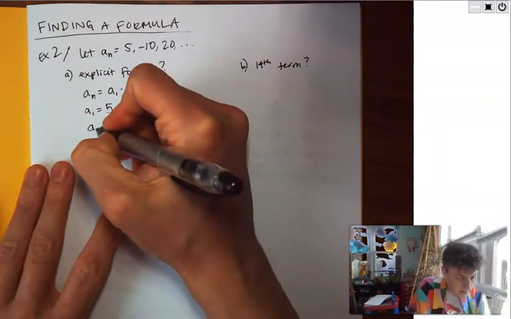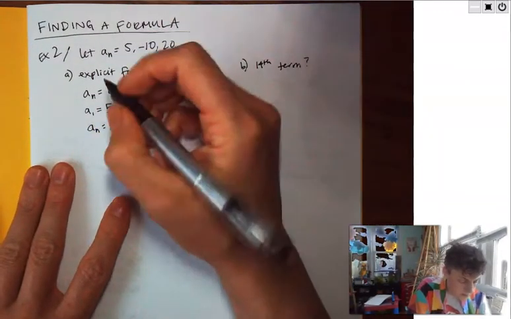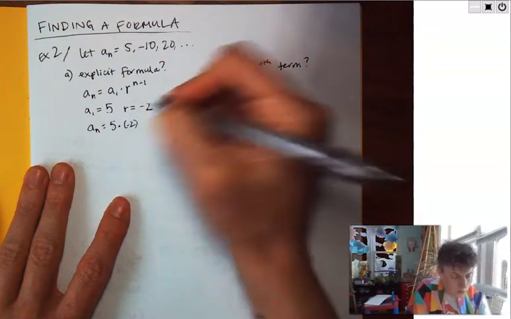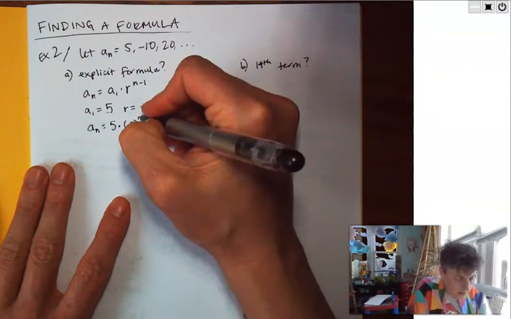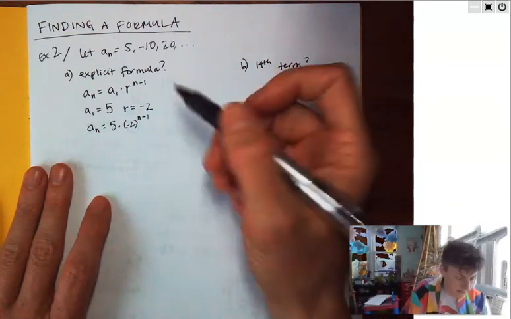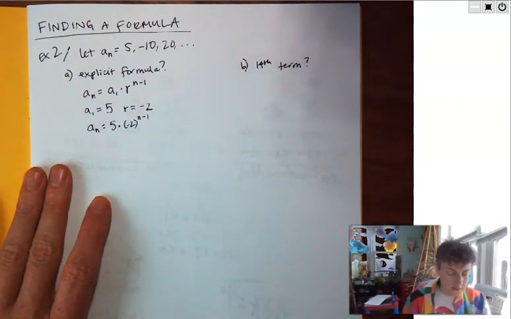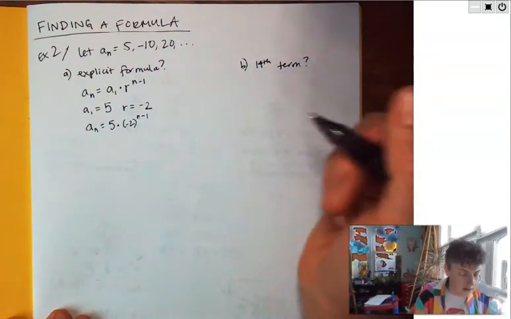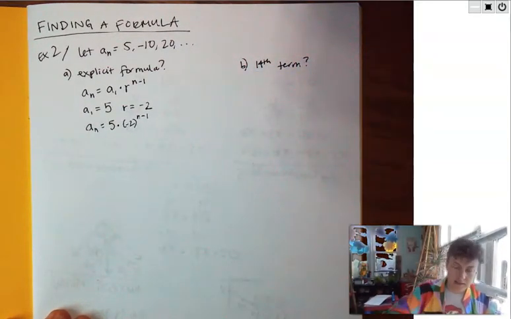So we've got everything we need for our formula. a sub n equals a1, which is 5, times our ratio negative 2 to the n minus 1. That's it. This is probably something you haven't seen before, the n minus 1 thing. Let's talk about that for just a second, why that exists.